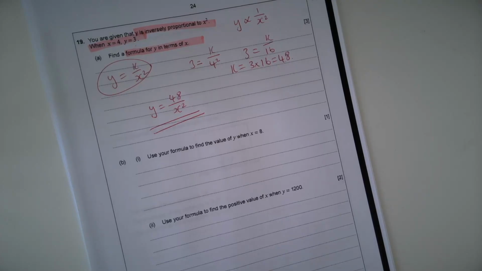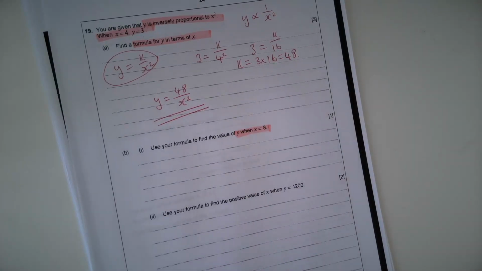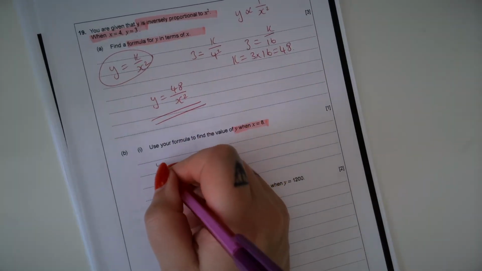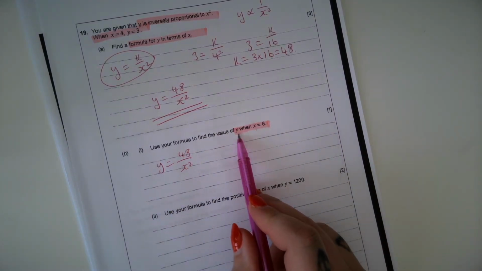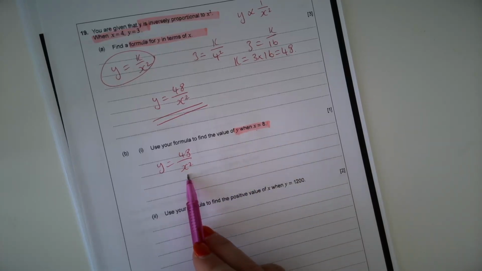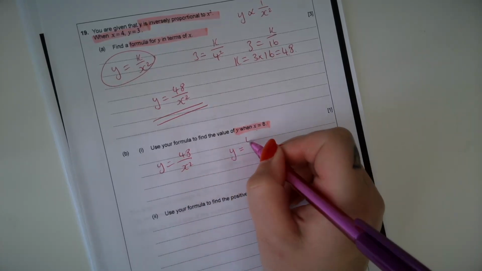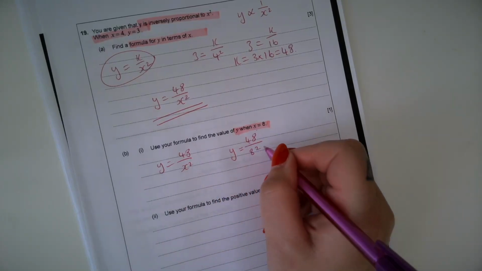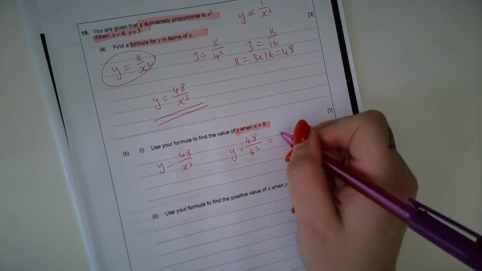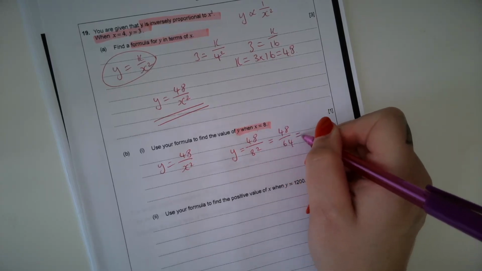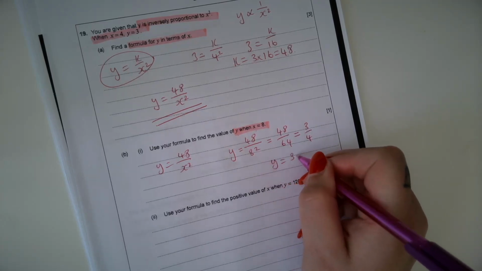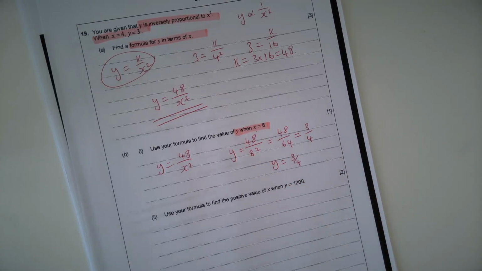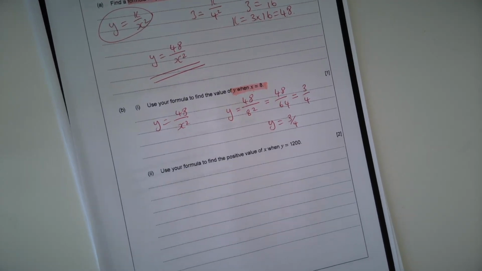Okay, part B and then part 1. Use your formula to find the value of y when x equals 8. So I've got this formula here, y equals 48 over x squared. When x equals 8, I want the value of y, so I'm going to substitute 8 into this equation. Remember that on the bottom it's x squared, so I'm substituting in 8 squared. That gives me 48 over 64, and when I simplify that I get 3 over 4. So y equals 3/4 when x equals 8.